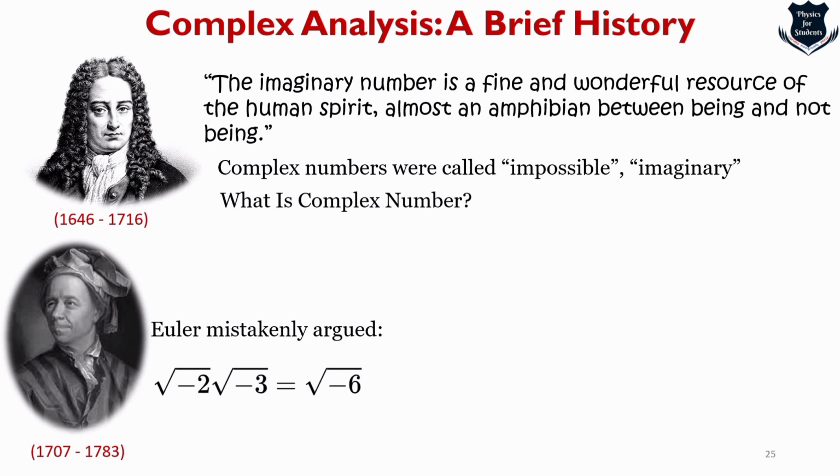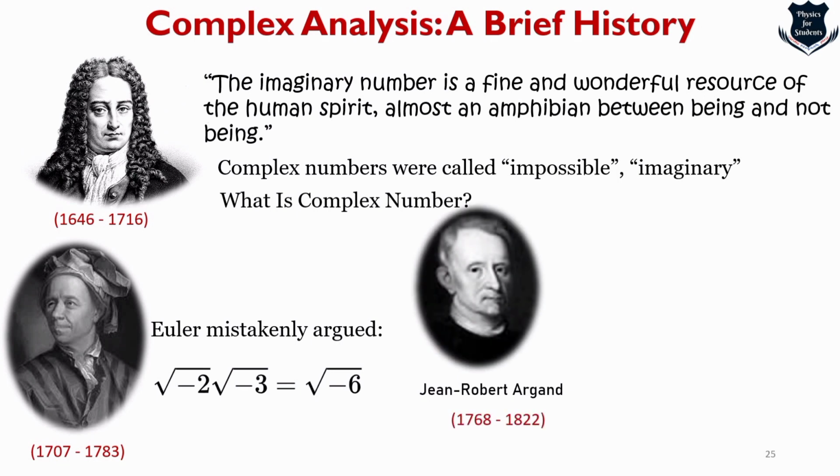Now the answer came from somebody we know as Jean-Robert Argand. He was an amateur mathematician. In 1806, while managing a bookstore in Paris, he published the idea of the geometrical interpretation of complex numbers, which we now know as the Argand diagram, and he is known for the first rigorous proof of the fundamental theorem of algebra.